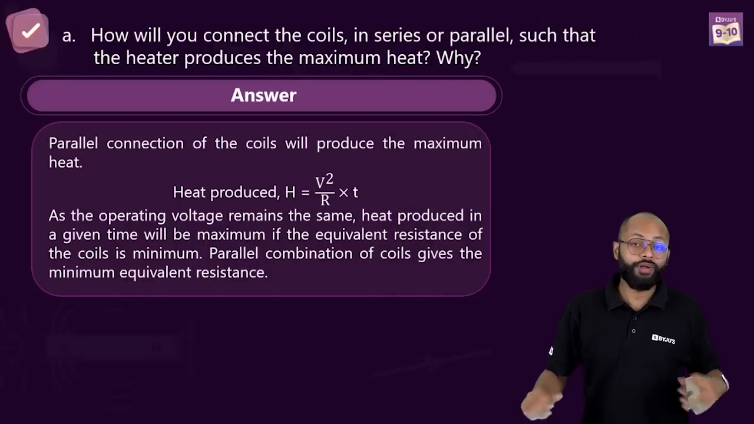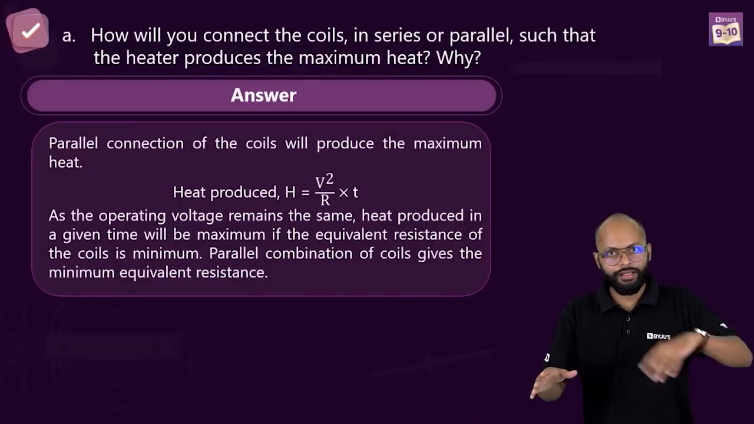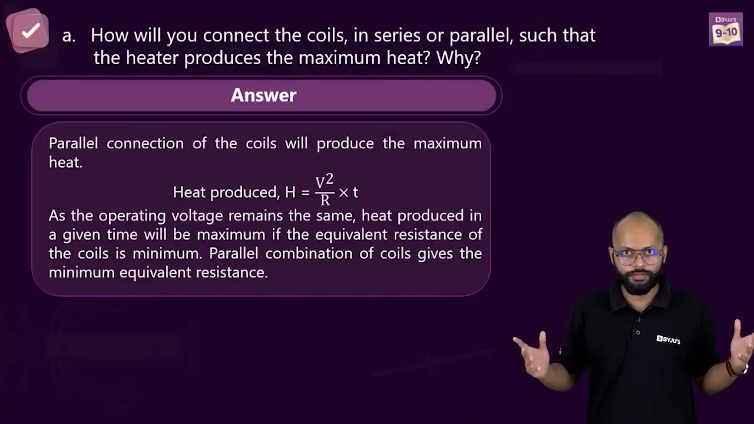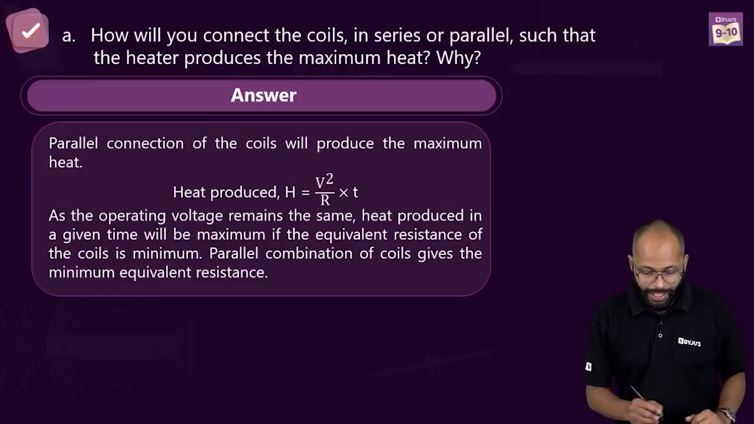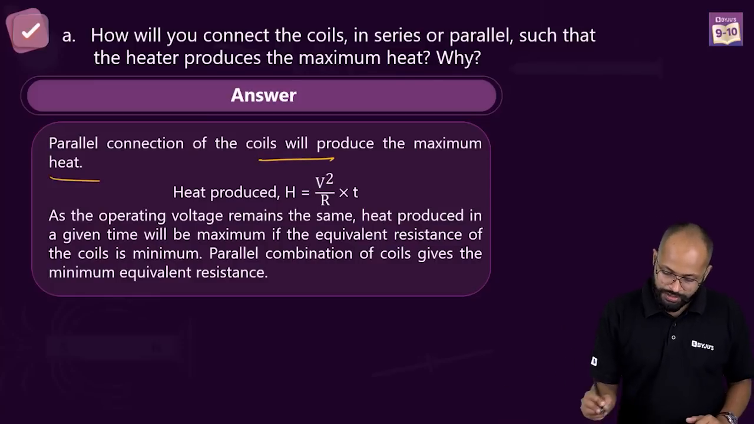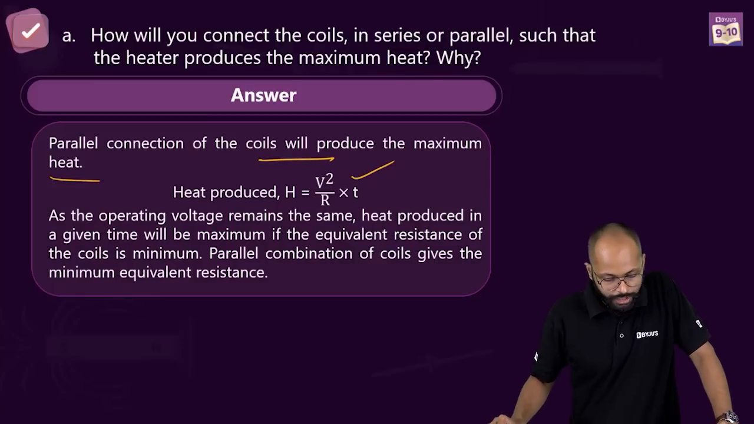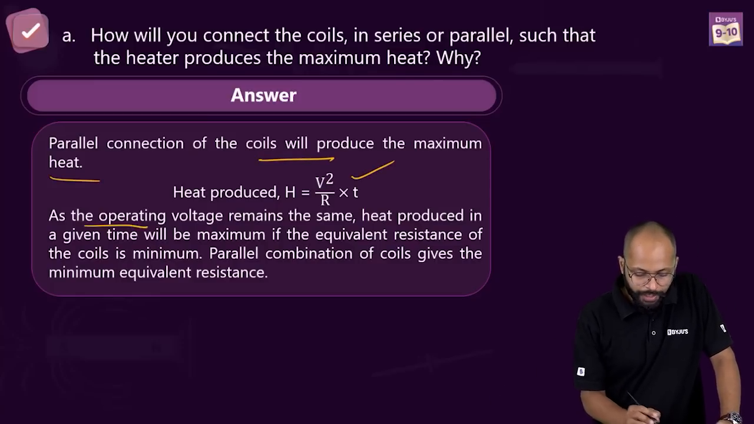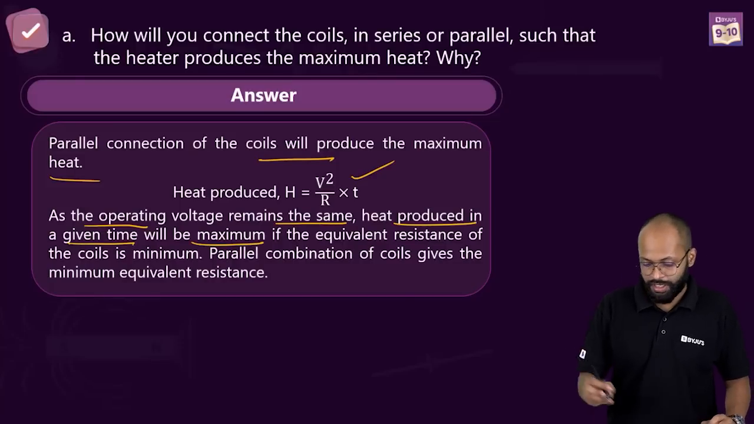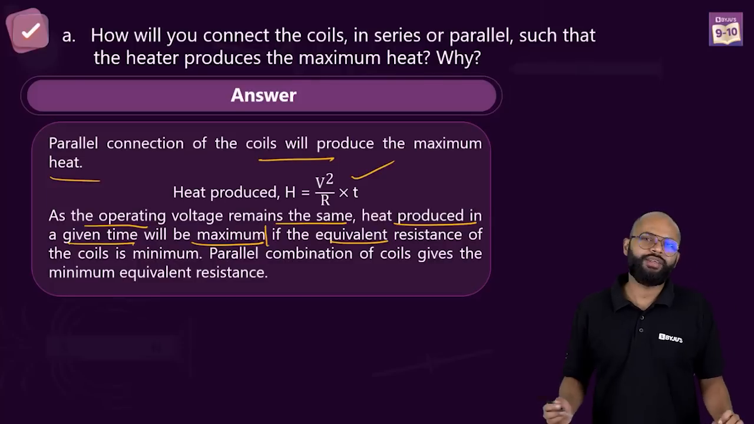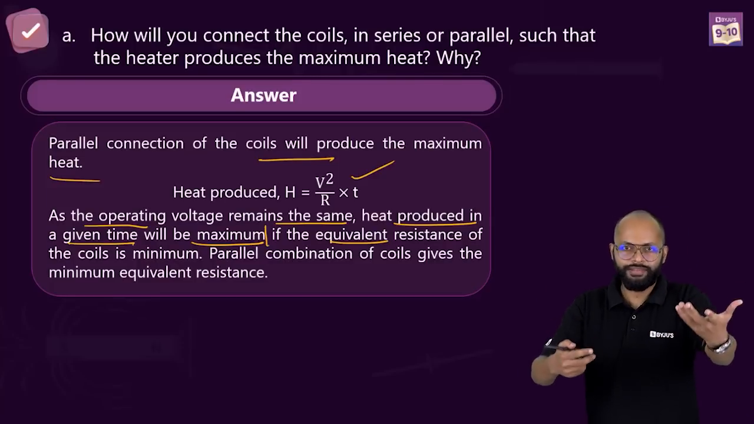And that's what you will write in the exam. And you will write in style. You won't just write stories, fine. That's what we have discussed. Come on, be on the same page on this. Parallel connection of coils will produce maximum heat. Heat produced H equals V square upon R into T. And as the operating voltage remains the same, heat produced in given time will be maximum. So till here you have just repeated the question's language, nothing else, right?